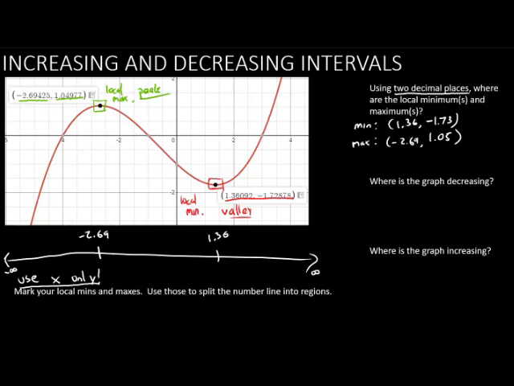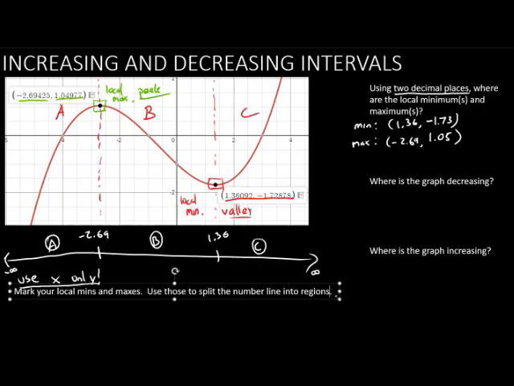The part of the graph that is to the left of negative 2.69 we'll label as region A, and we'll mark that on the graph as well. The part in the middle between the local max and the local min we'll label as region B, and we'll label that on the graph as well. And then the part to the right of 1.36 we'll label as region C on the graph. Now, when we are deciding whether the graph is increasing or decreasing, we will always read left to right.